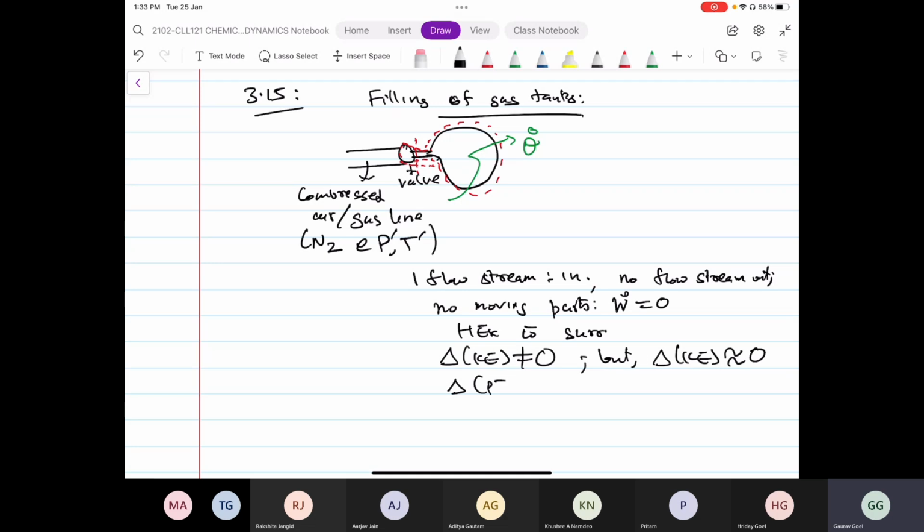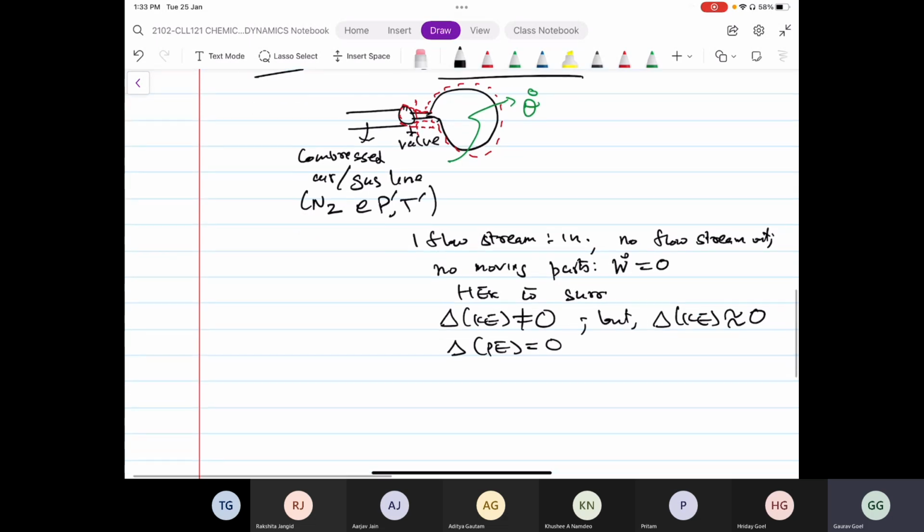I can easily say change in potential energy to be 0 because I can take the datum. There's only one flow stream, so I can take the datum to be at the level of the flow stream. So potential energy change will be identically equal to 0. So put all of this in your general energy balance. The system in this case is not at steady state clearly.